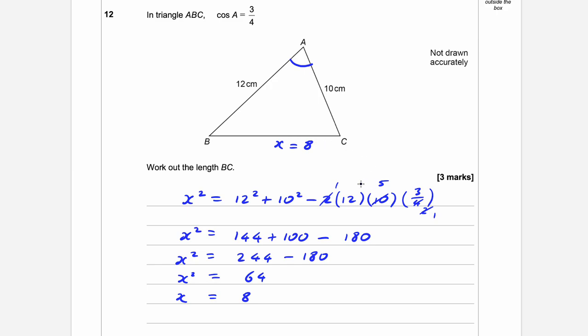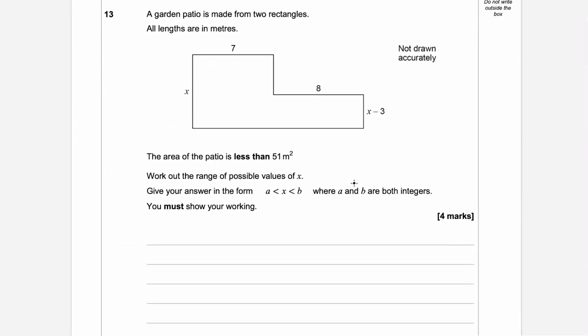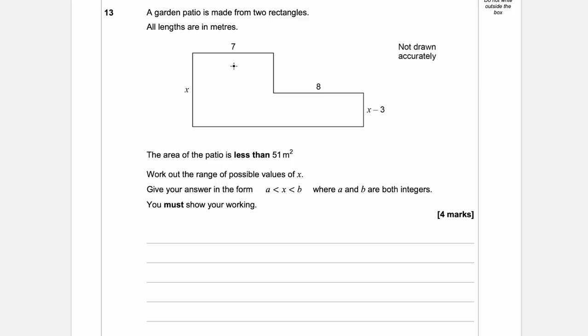8. Question 13. A garden patio is made from two rectangles. All lengths are in meters. The area of the patio is less than 51 meters squared. Work out the range of possible values of x. Give your answer in this form, where a and b are both integers. You must show your working.